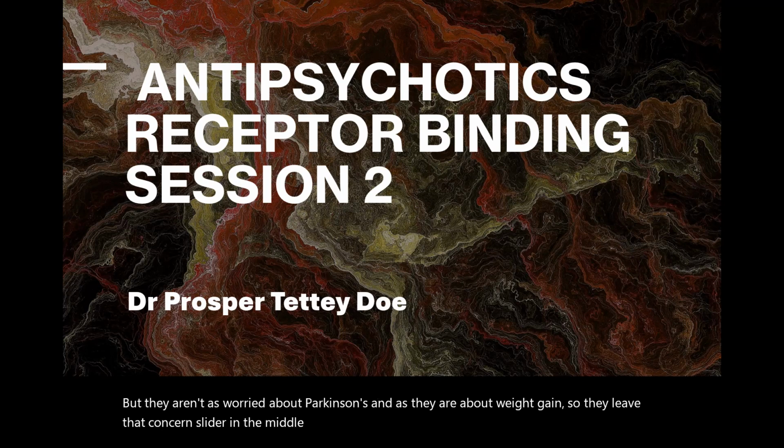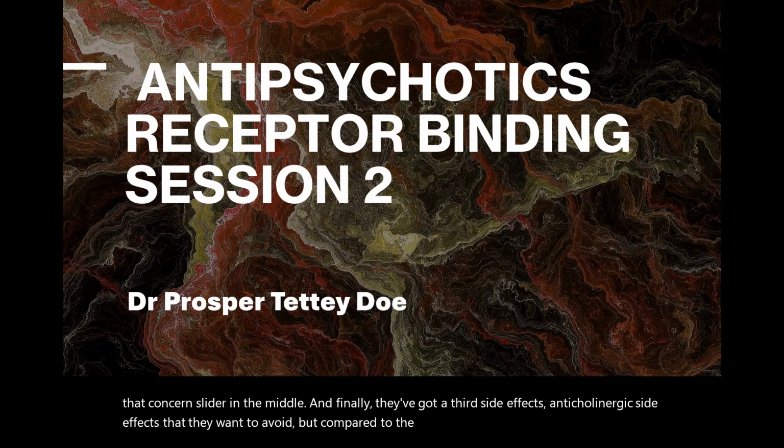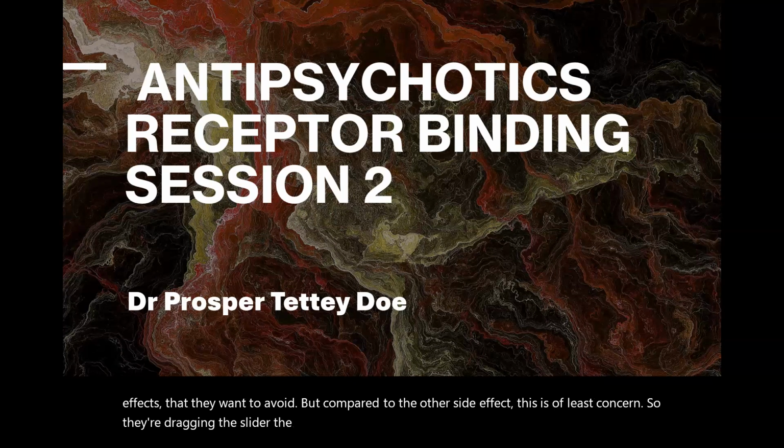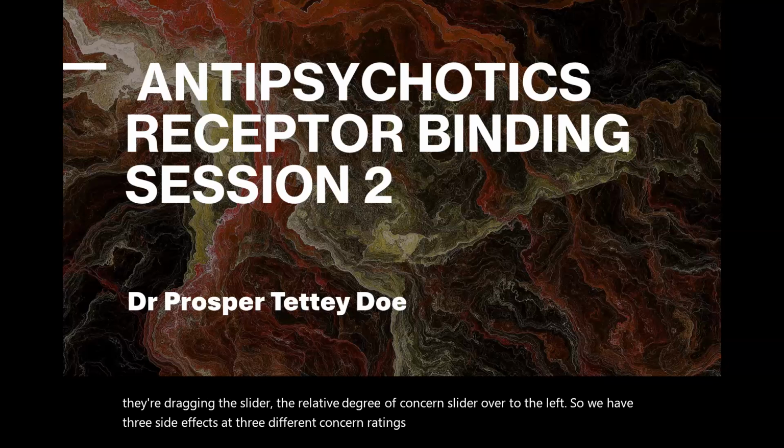Then finally, they've got a third side effect, anticholinergic side effects, that they want to avoid, but compared to the other side effects, this is of least concern. So they're dragging the relative degree of concern slider over to the left. So we have 3 side effects at 3 different concern ratings, and then we click go.